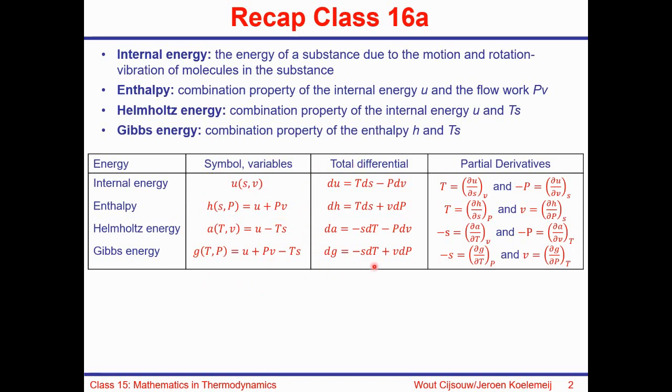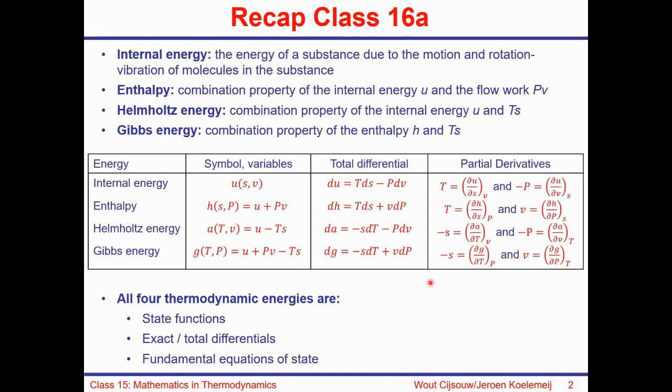And we also showed that we could derive partial derivatives and show that these are equal to thermodynamic properties like the temperature, the pressure, the specific volume, and the entropy. So in fact, these partial derivatives that we can obtain from the total differentials give us definitions of thermodynamic state variables. And all these four thermodynamic energies are, of course, state functions, and their differentials are total differentials. And these equations are also what are called fundamental equations of state.